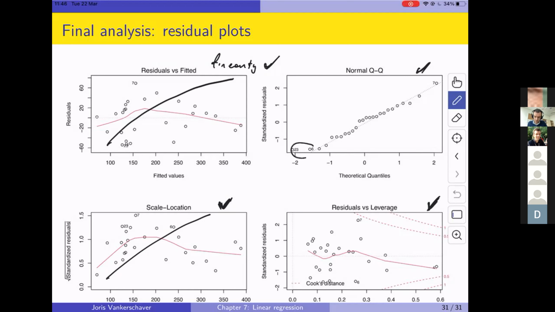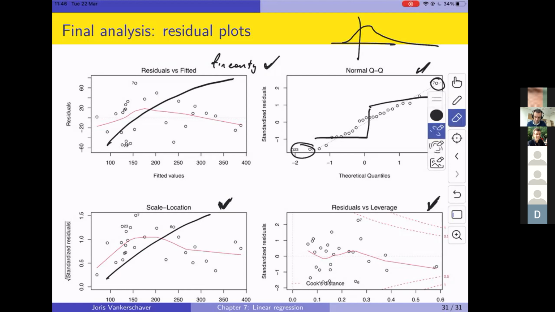You will always have some points near the end of the line that are not exactly on the line. That's acceptable. But what you don't want to see is something where the bulk of the data is off the line and then jumps like this, because that means that you have some significant skew in your distribution. I will erase that again because that was just for show.